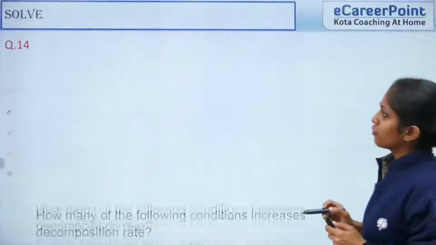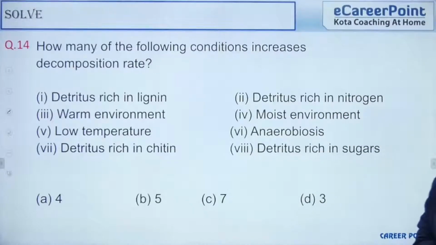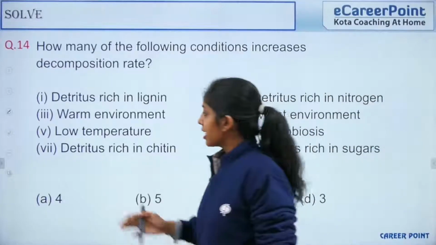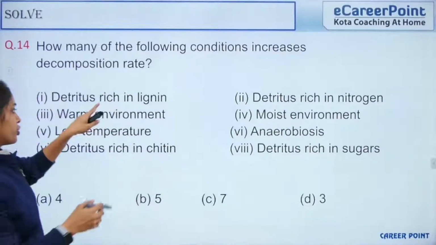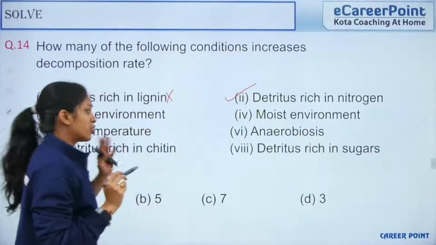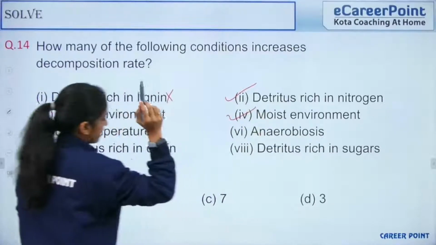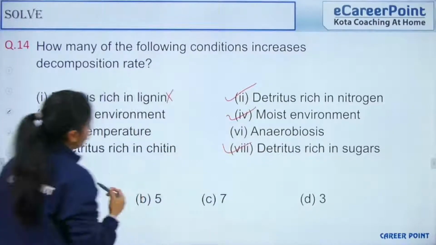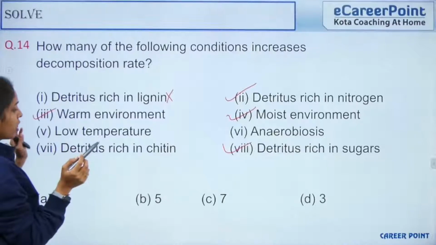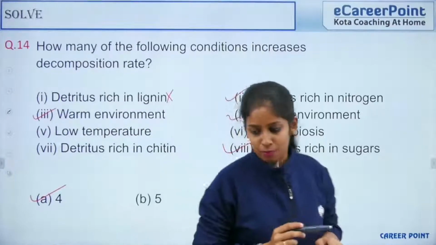Right? So question 14, how many of the following conditions increase the decomposition rate? Any idea? Detritus rich in lignin slows it down. Detritus rich in nitrogen increases it. Warm temperature and moist environment increase it, and detritus rich in sugar too. So how many? 1, 2, 3, 4. So 4 statements increase the process of decomposition.